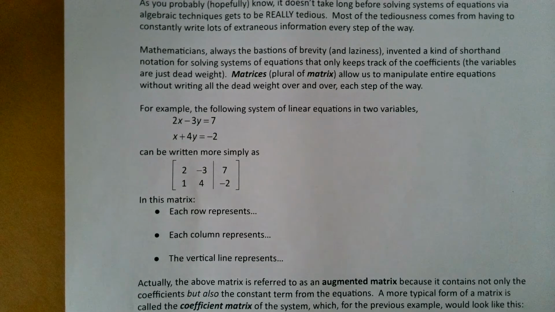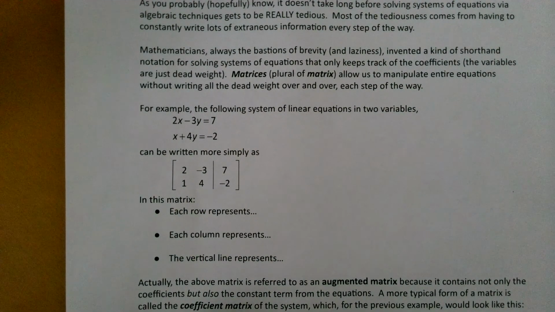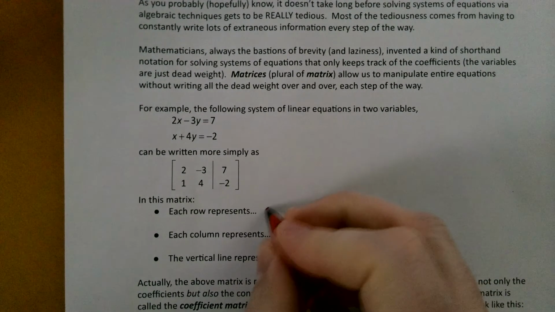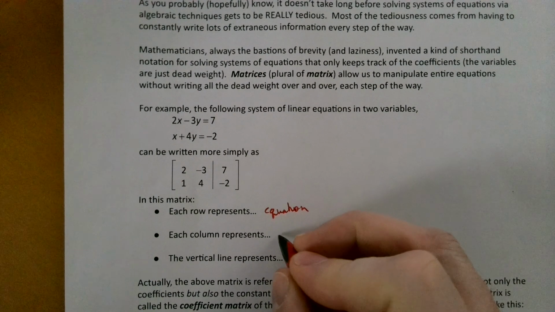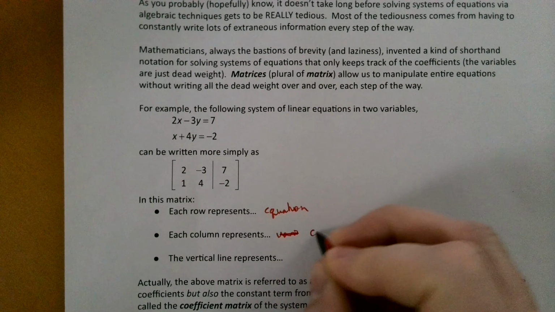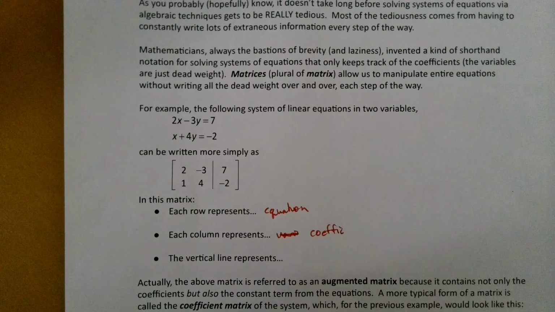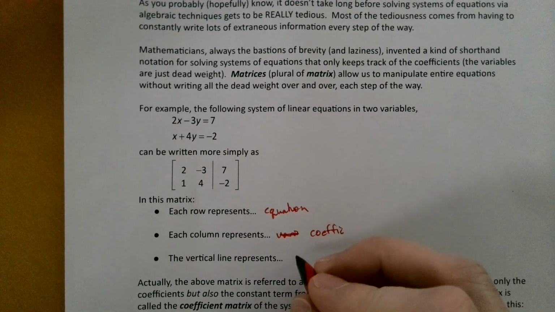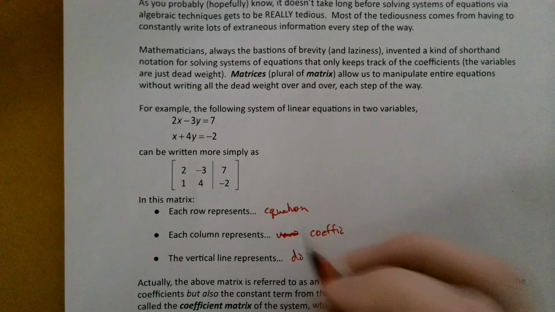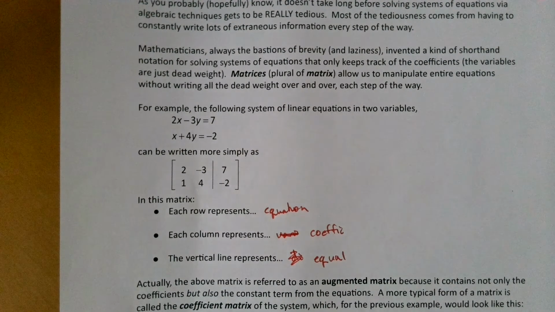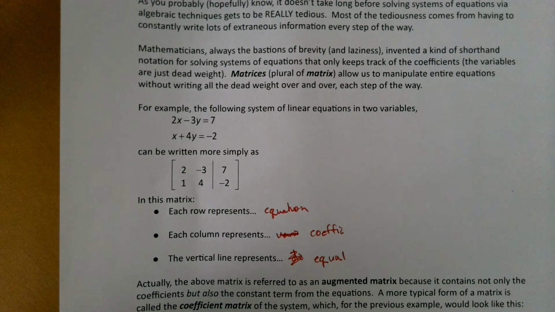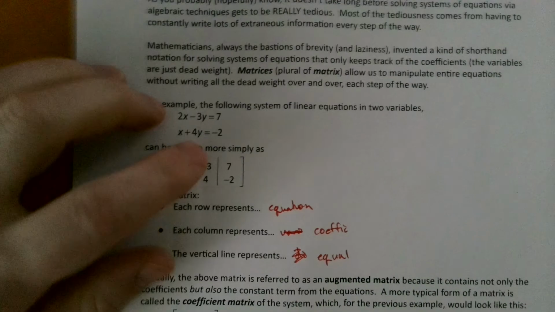So each row represents an equation. Each column represents a set of variables or coefficients. Let's just call those coefficients. And a vertical line represents a diagonal, is what that is. The vertical line represents the equal sign. My bad. So we call that equation an augmented matrix because it contains the coefficients and also the constant terms. These are actually the constant terms.